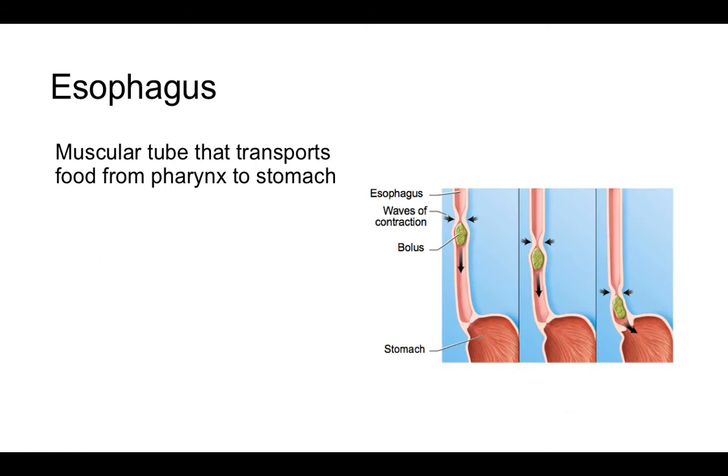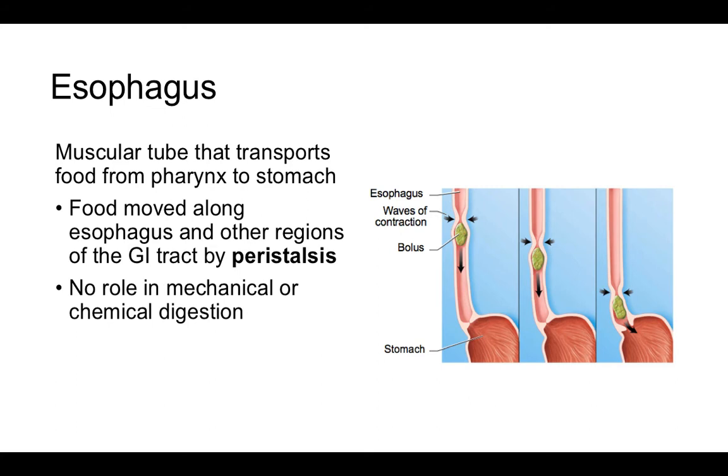Now, the esophagus is simply put a muscular tube that transports food from the pharynx to the stomach. There is no digestive quality or anything that happens in the esophagus. It is simply a transportation method. Food is moved along the esophagus and down to the stomach by what we call peristalsis. Peristalsis is this rhythmic movement and muscle contraction of the esophagus that moves the bolus down to your stomach. And as I mentioned, the esophagus has zero role in mechanical or chemical digestion. It is simply there. It's your Uber. It's to get you there from point A to point B.